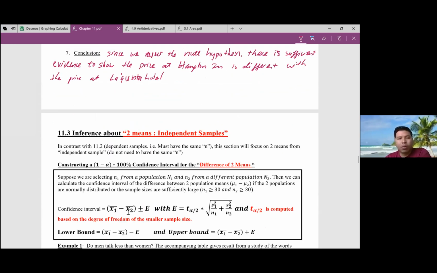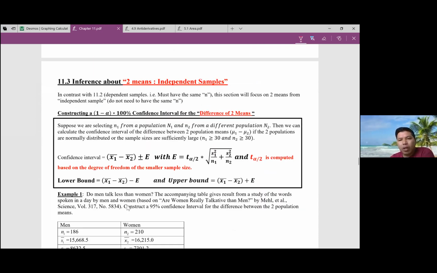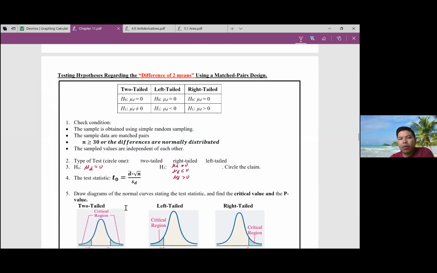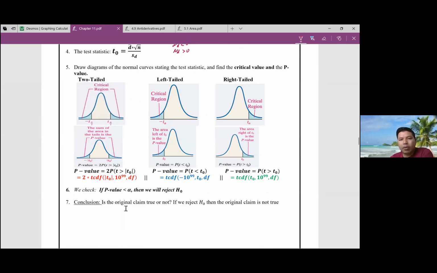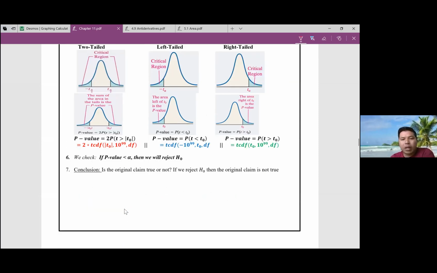All right, so 11.3. In 11.2, we're looking at hypothesis testing for the difference of two means where they depend on each other, right? So the way to do it is you have to find the differences and then use those differences to do the hypothesis testing, right?